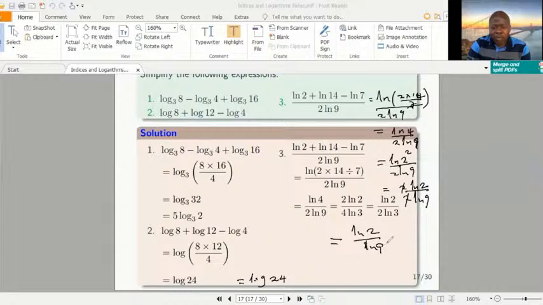But 9 you can also simplify to be 3 raised to 2. Natural logarithm of 2 over natural logarithm of 3 raised to 2. So 2 would come here. That's what you see here as my answer. That is my answer. That's the reasoning there.